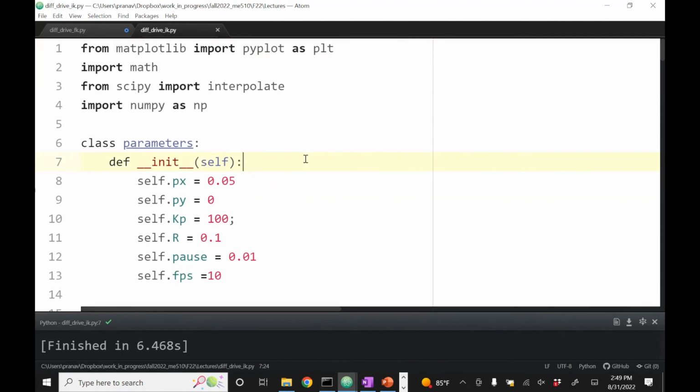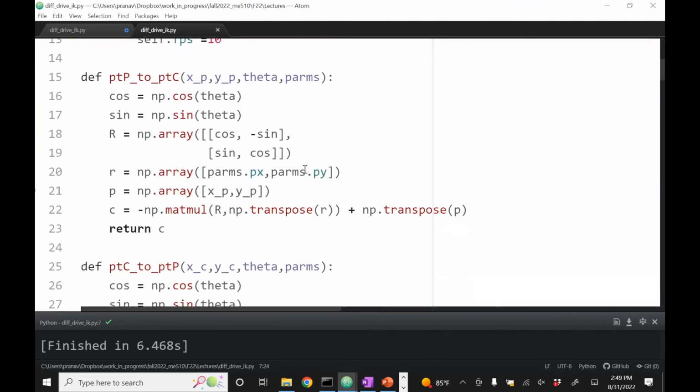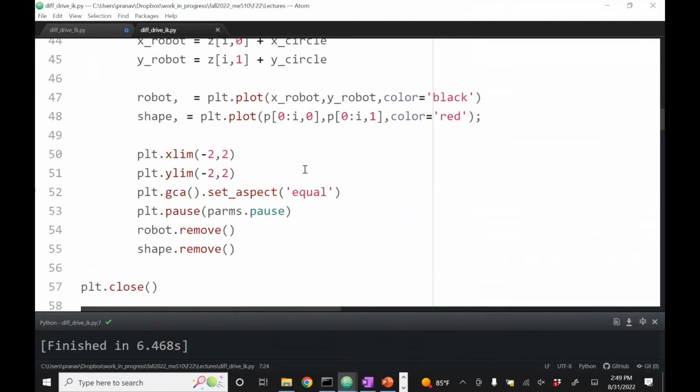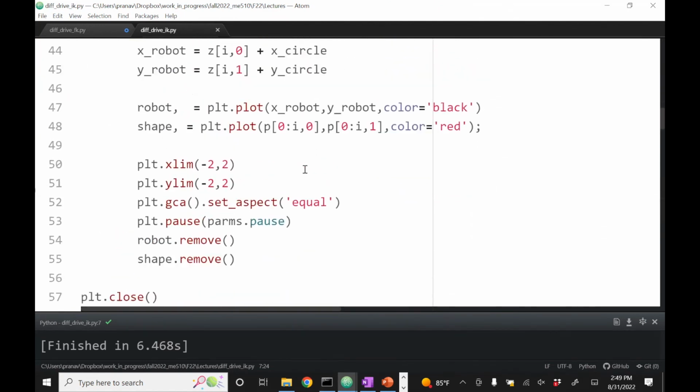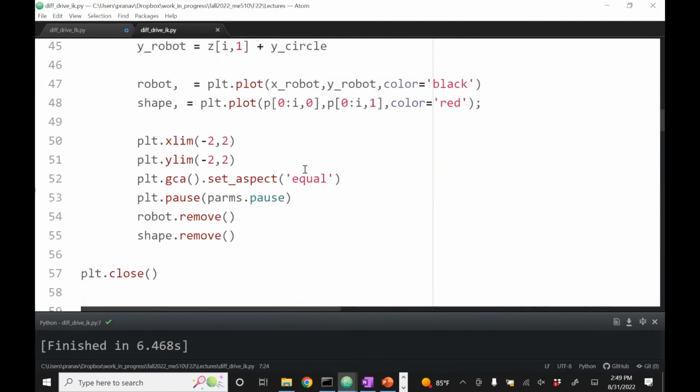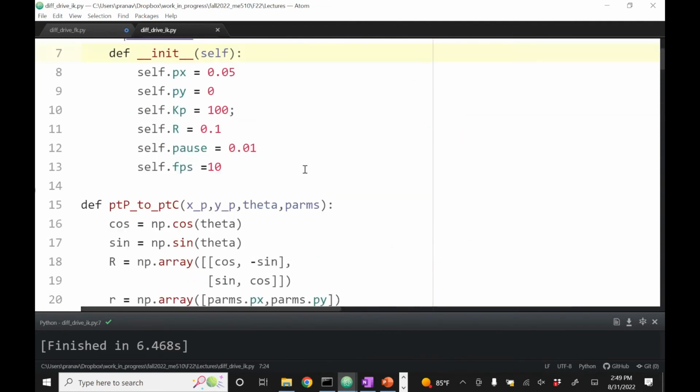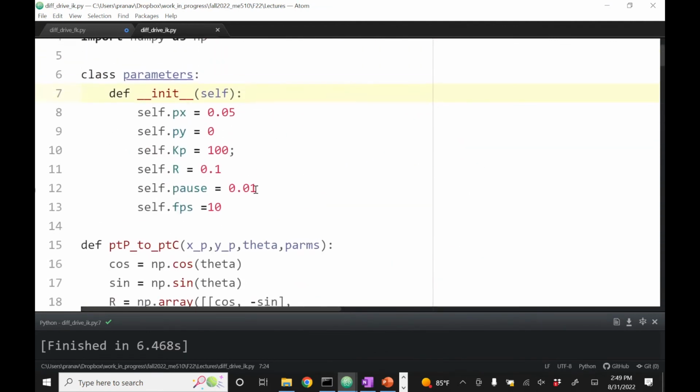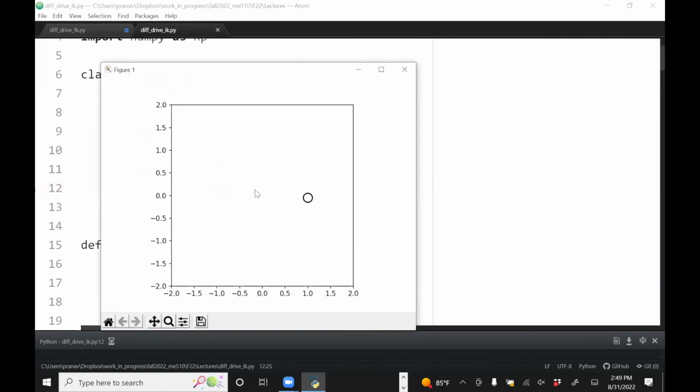Play it again. We increase the pause. Put it to the parameters. Let's just change that to 0.2. I'll play a little slow. So that maneuver, actually turning that much, is kind of hard, I would say, but it can do it.